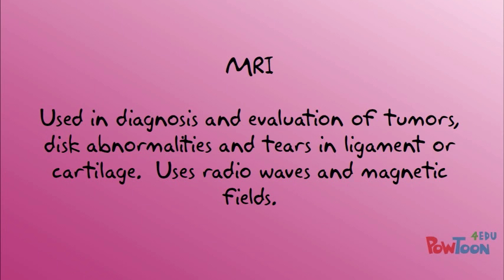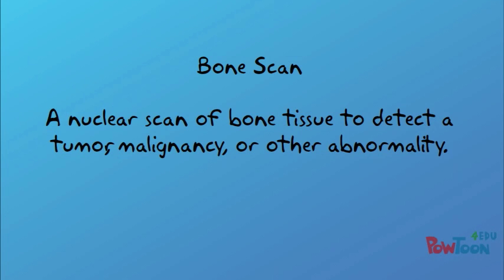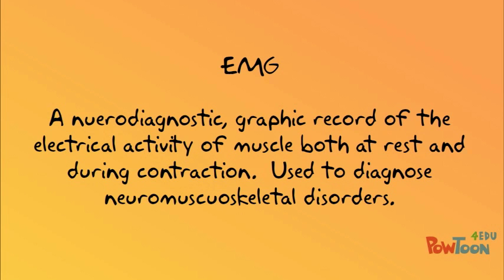It uses radio waves and magnetic fields. A bone scan is a nuclear scan of bone tissue to detect a tumor, malignancy, or other abnormality. An EMG is a neurodiagnostic graphic record of the electrical activity of muscle both at rest and during contraction. It is used to diagnose neuromuscular skeletal disorders.